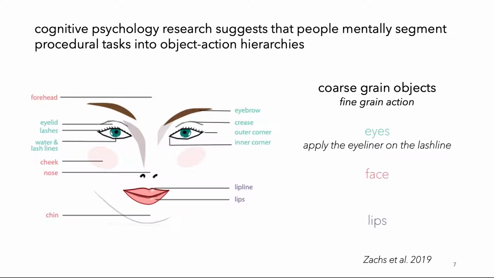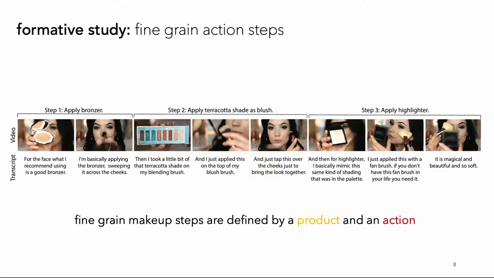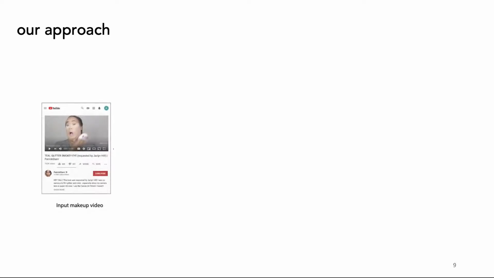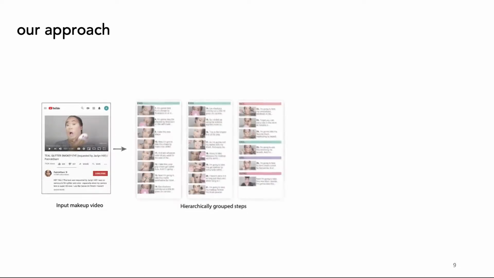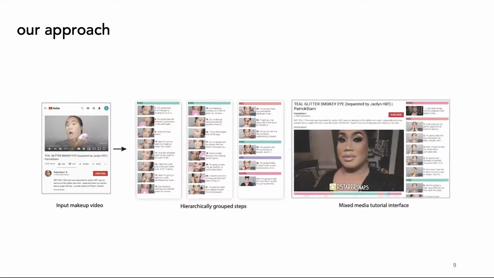We also found that fine-grained action steps are defined by a product, such as bronzer in step 1, and an action, such as apply. A step change occurs when the product being used changes, for example, going from bronzer in step 1 to blush in step 2. Using this structure, we developed a pipeline that, given an instructional makeup video as input, automatically segments the video into a 2-level hierarchical tutorial and visualizes the resulting hierarchy in a mixed media UI.